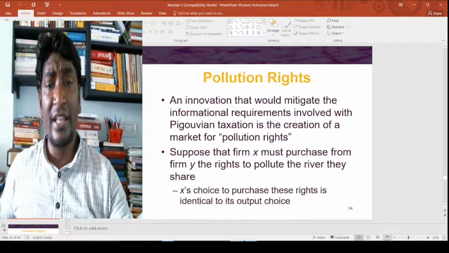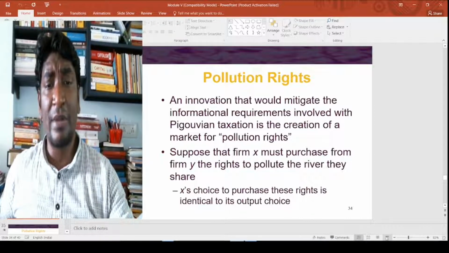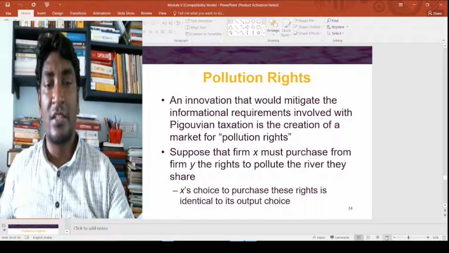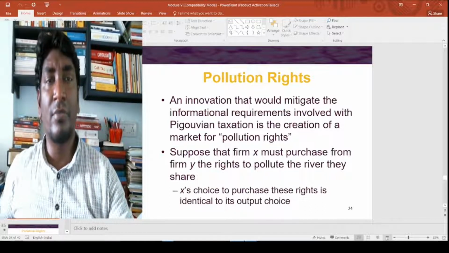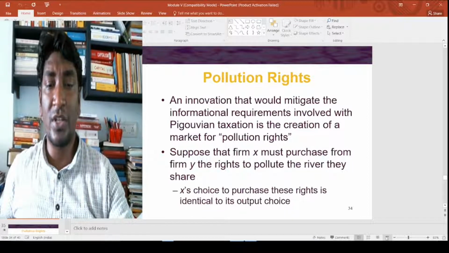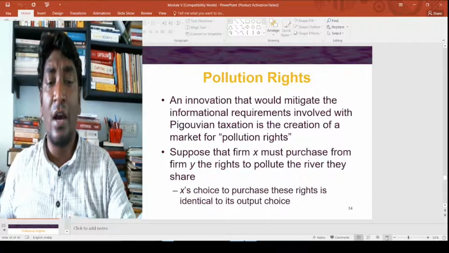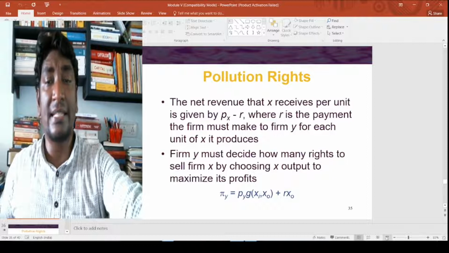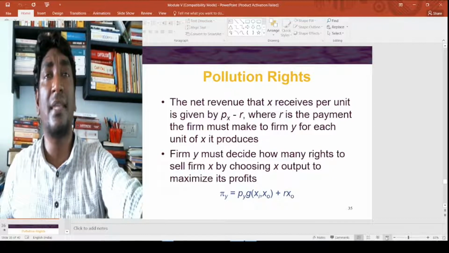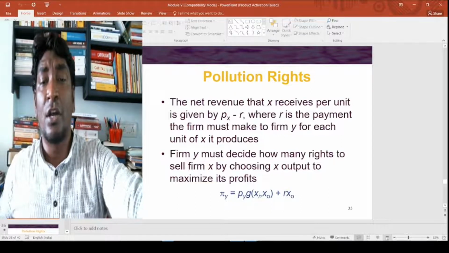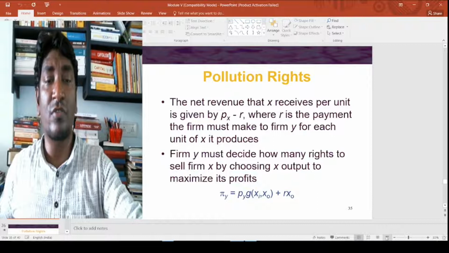An innovation that would mitigate the informational requirement involved with the Pigouvian taxation is the creation of a market for pollution rights. Suppose that firm X must purchase from firm Y the right to pollute the river they share. X's choice to purchase these rights is identical to its output choice. Now the net revenue that X receives per unit is given by Px minus R, where R is the payment the firm must make to firm Y for each unit of X it produces.